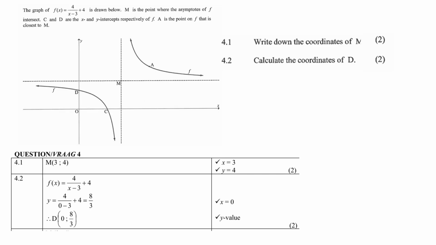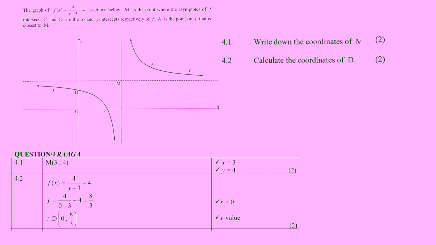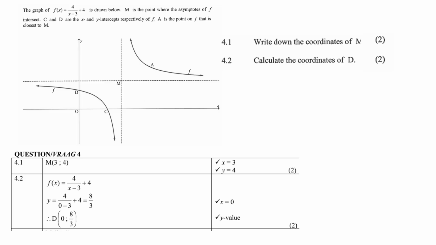Calculate the coordinates of D. Now can you see where D is? D is situated on the y-axis, and that is of course where x is 0. So don't forget that. You take the given equation and you let x be 0. Once x is 0, you will get y = 8/3. Please use your calculator for this. And of course point D will then be (0; 8/3).